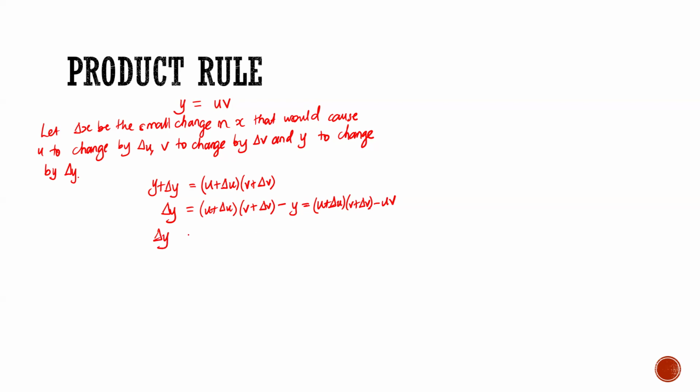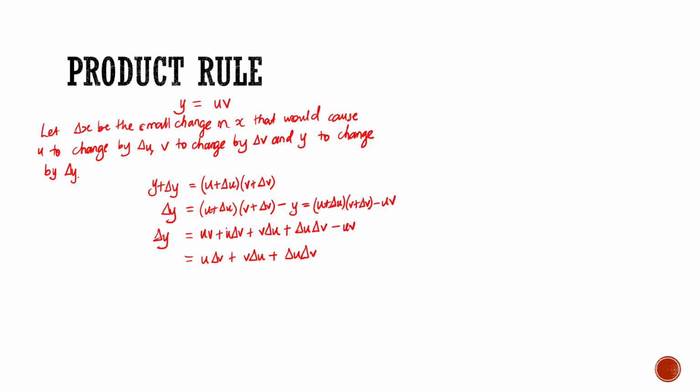Now we can expand the right-hand side such that we have uv plus u delta v plus v delta u plus delta u delta v, minus uv. And this leaves us with u delta v plus v delta u plus delta u delta v.